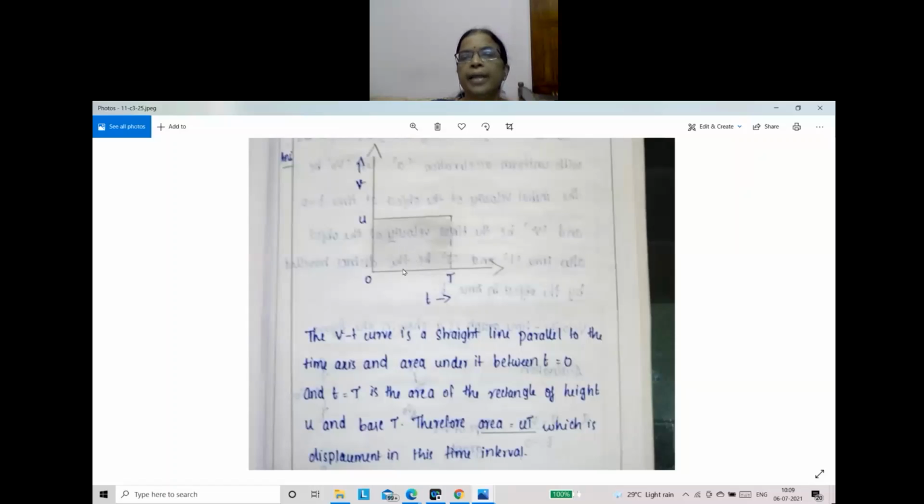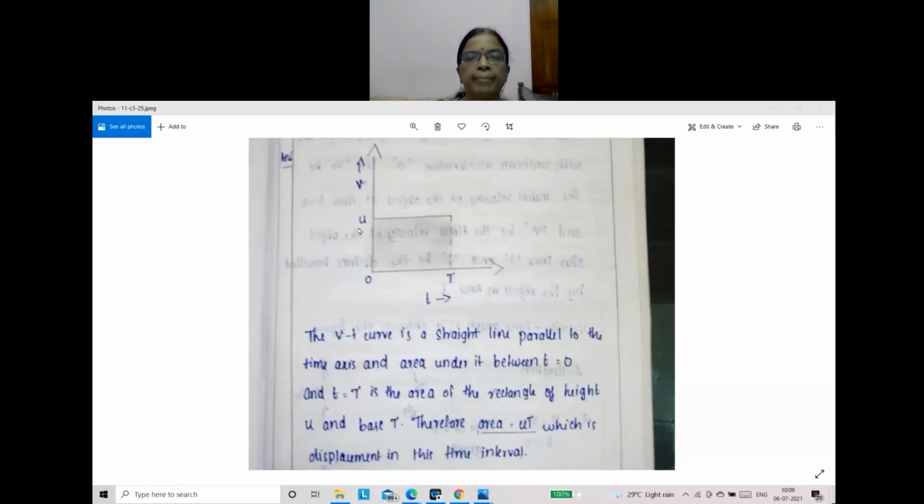So let us calculate the area. For a rectangle, area is length into breadth. Length is 0 to t, the time interval, capital T. And the velocity is u. So u into t is the area of the rectangle.